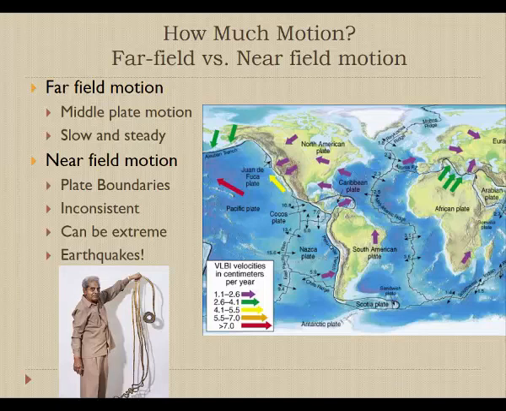That's what we would find in far field motion out in the middle of plates. But if we came to the exterior of the plates, we would experience near field motion where there might be no accumulation of plate distance for decades at a time, and then all of a sudden we might have movement of a plate of many feet or many meters in a matter of a few seconds. So a lot faster than your fingernails grow.